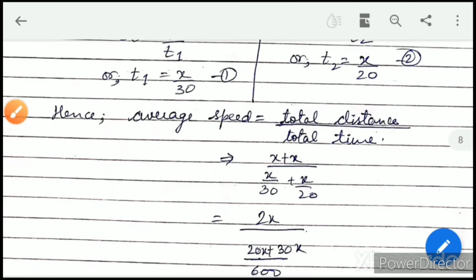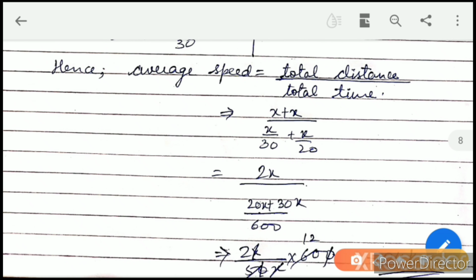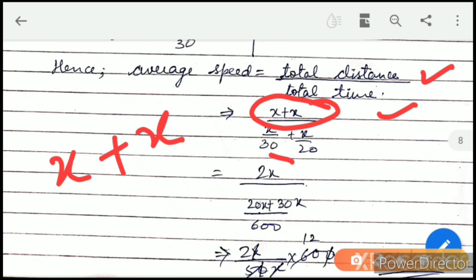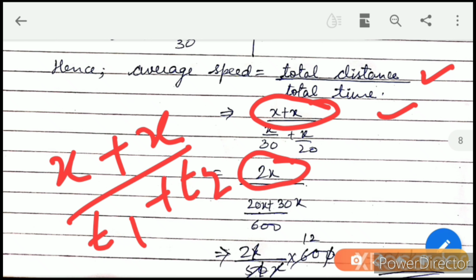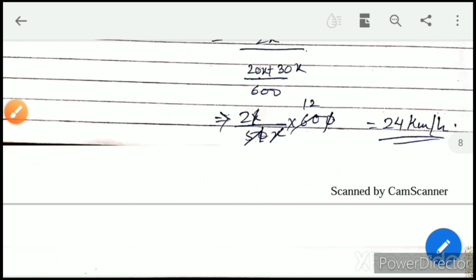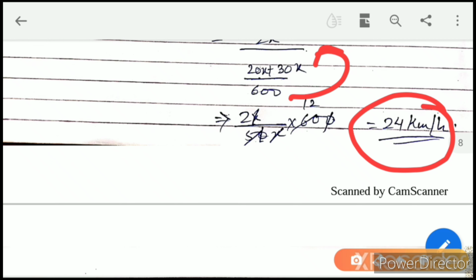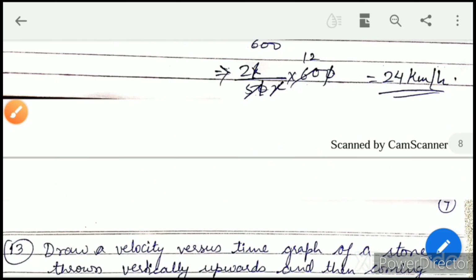Now we know the formula to calculate average speed, that is total distance by total time. Here we have assumed from A to B it will be x, from B to A it will be again x. So the numerator will become 2x, and substitute the total time t1 plus t2. t1 is x by 30, t2 is x by 20. Substitute the values. Now this x will go in the numerator, and after simplifying we get the average speed as 24 km per hour.